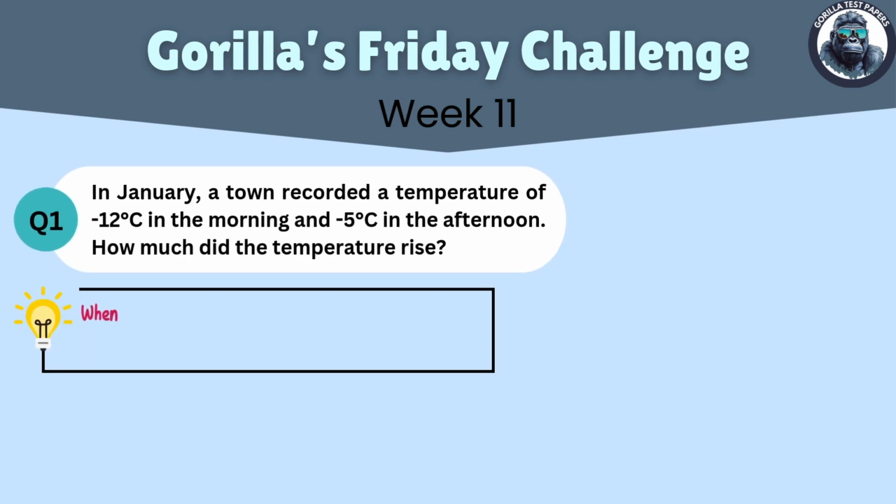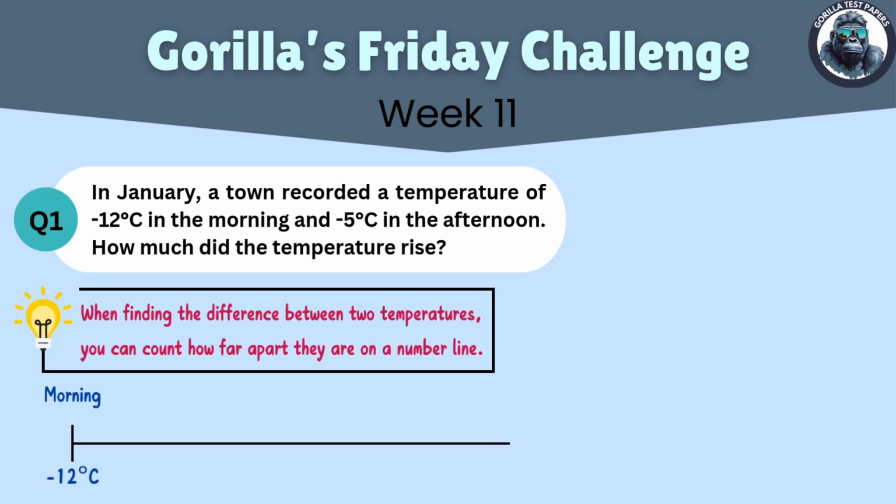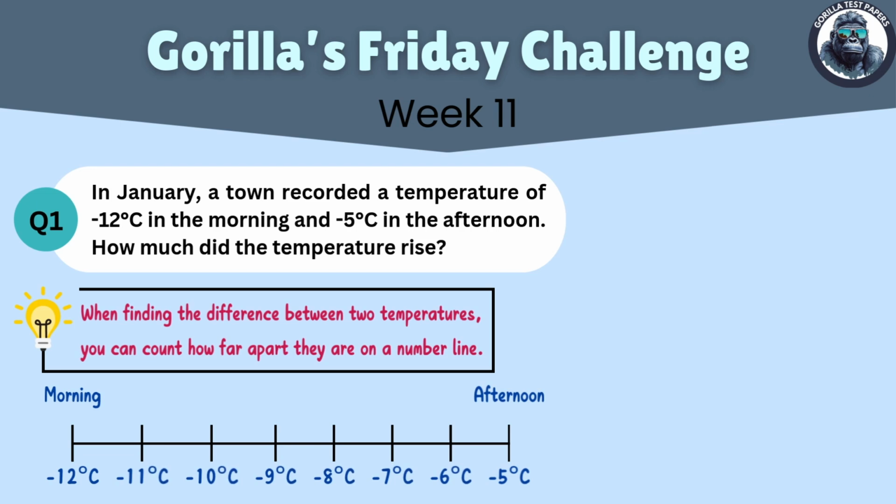The first learning point of the week is that when finding the difference between two temperatures, you can count how far apart they are on a number line. So let's set up our number line. First, we need to plot the morning temperature at minus 12 degrees Celsius and then the afternoon temperature at minus 5 degrees Celsius. Then we need to include every number in between. Now we have to count the steps from minus 12 degrees Celsius to minus 5 degrees Celsius. In total, that's 7 steps, meaning that the temperature rose 7 degrees Celsius.